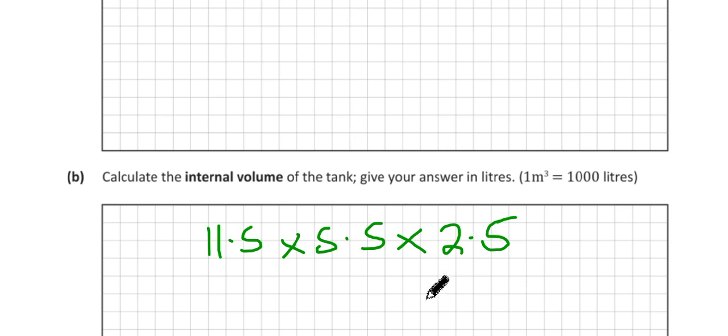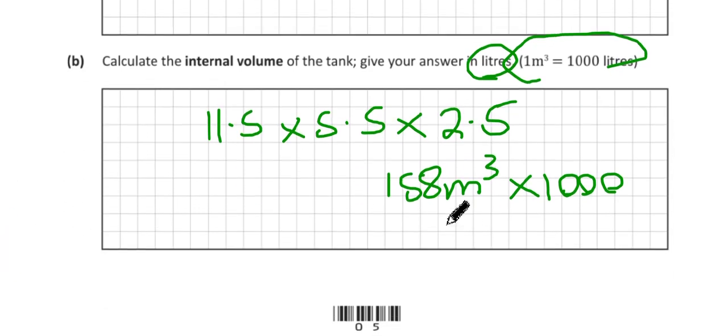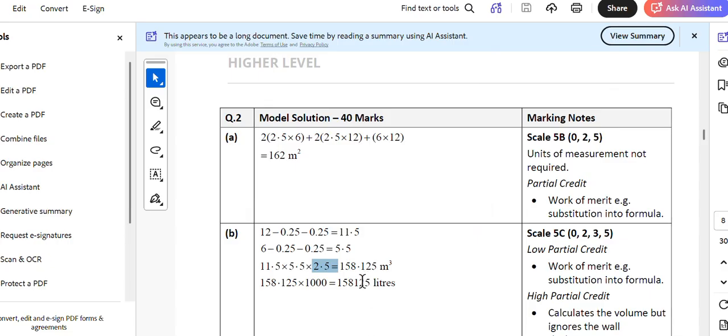Now what did you get, guys? 158 meters cubed. But I don't get full marks for that because it wants the answer in liters. So I'm going to have to multiply that by 1,000. And then what do I get? 158,000 liters. And once again, I'll be checking my work here.